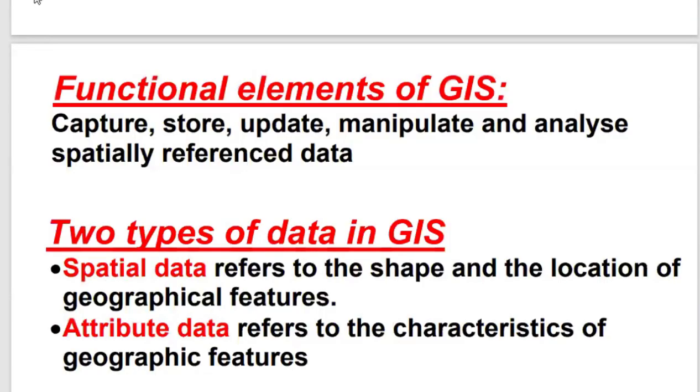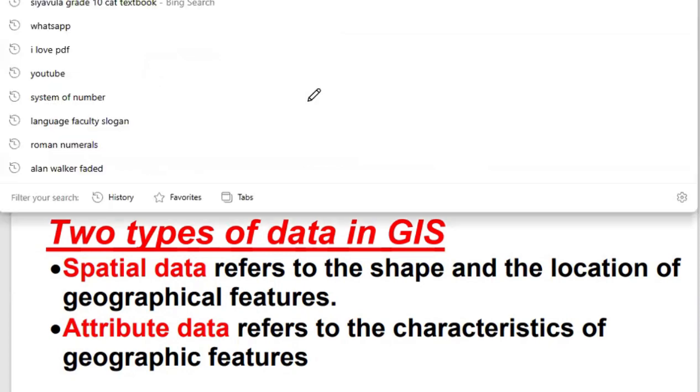Right, so in this dimension, the functional elements of GIS. Number one is capture. We're talking of capturing of geographical information. When we're talking of capturing, we're looking at a system whereby we get to access different forms of data from different sources. So when you're capturing data here, there are so many ways of capturing data.